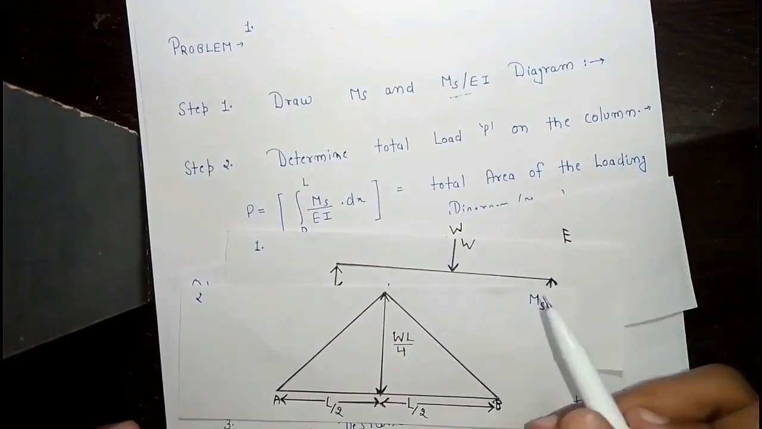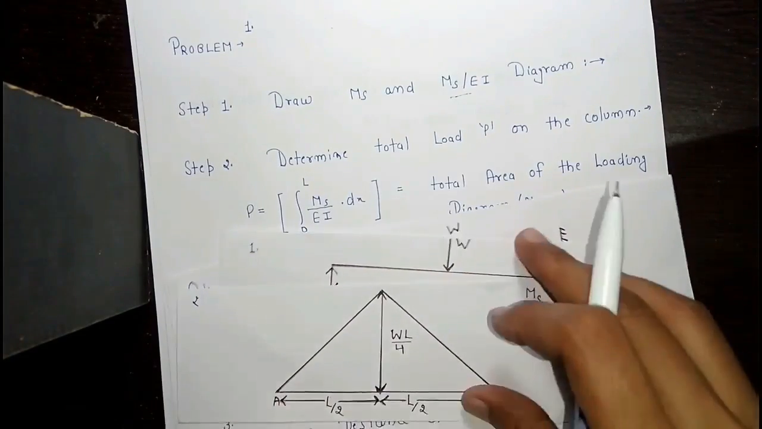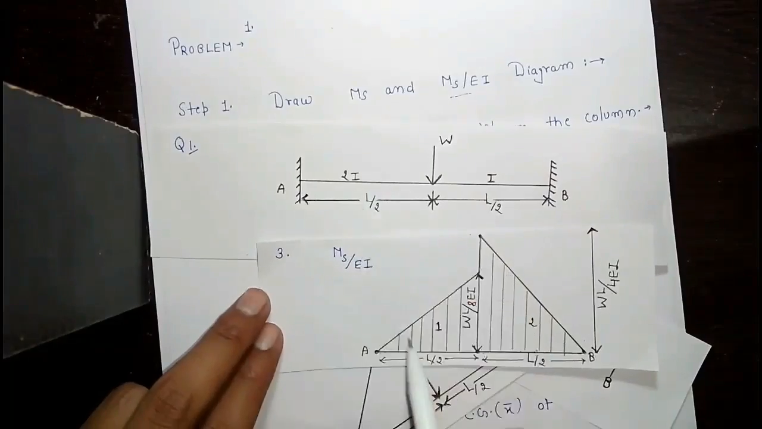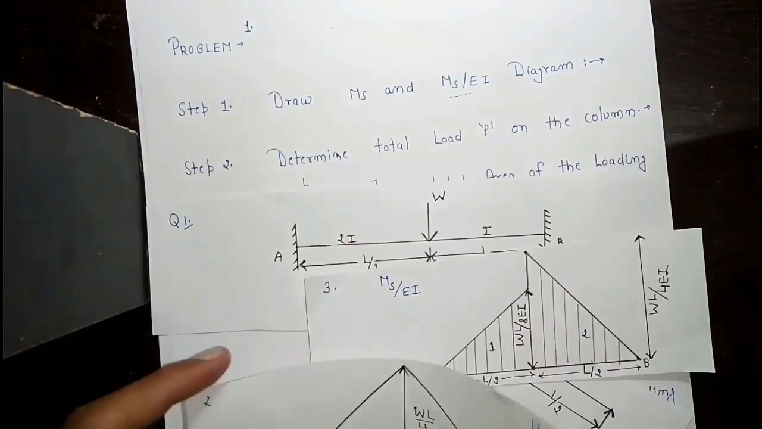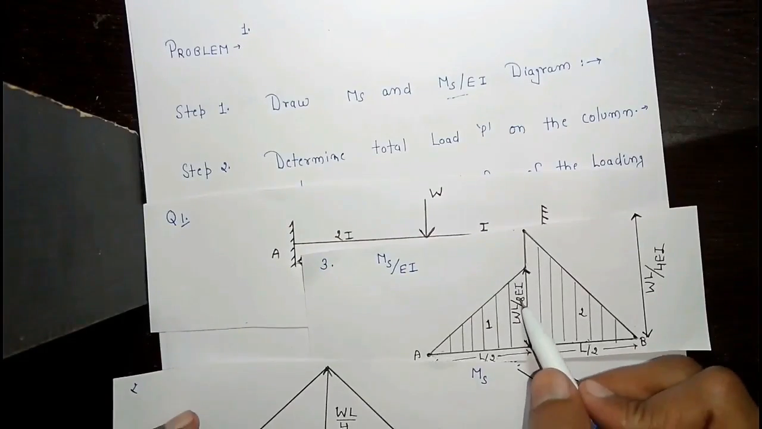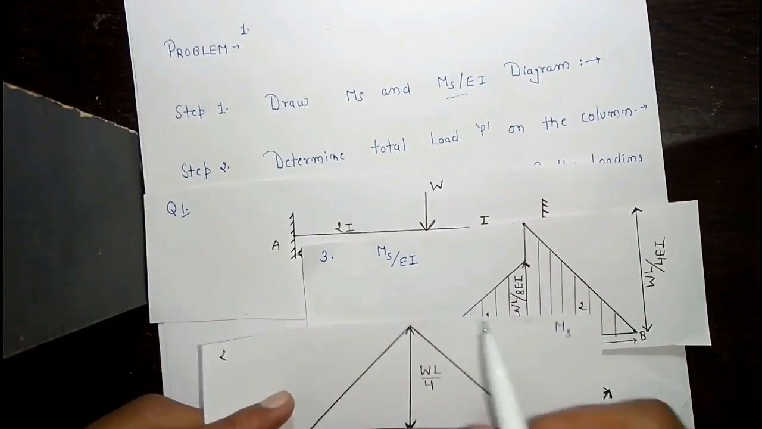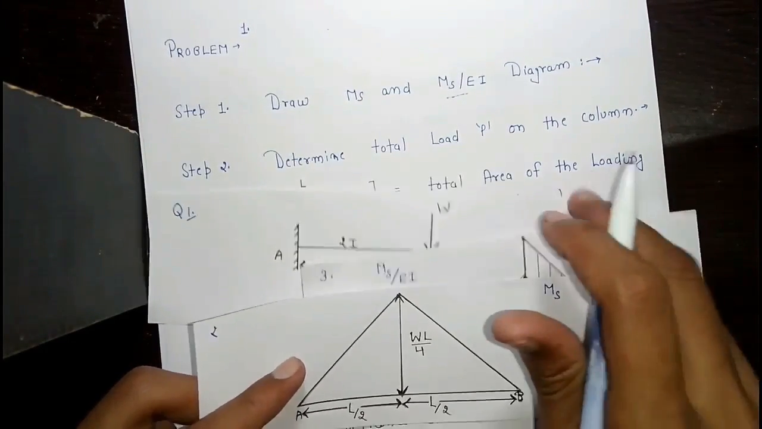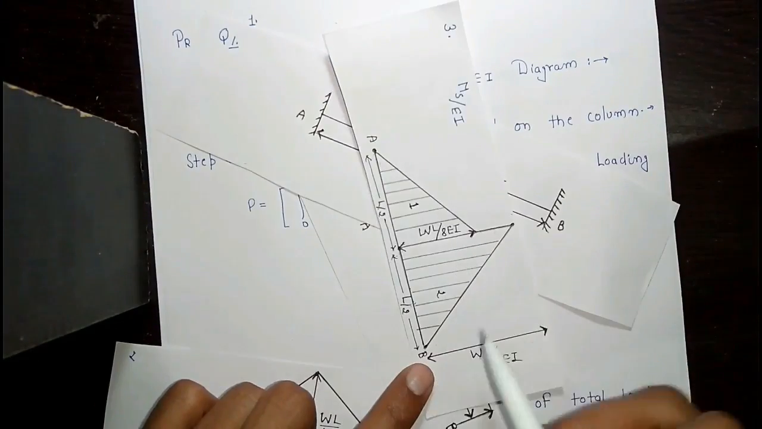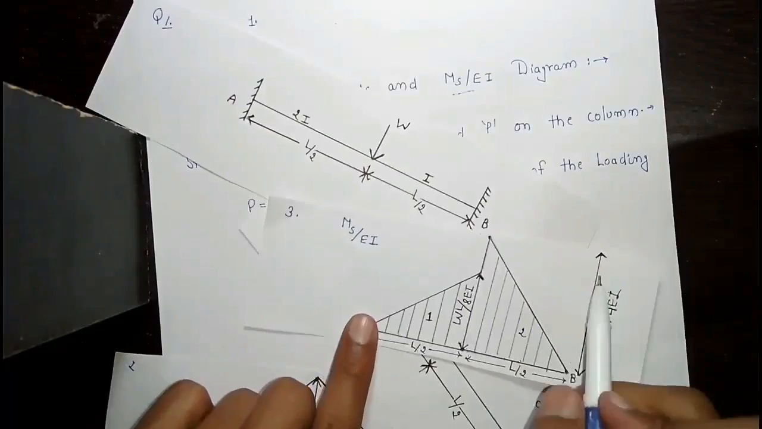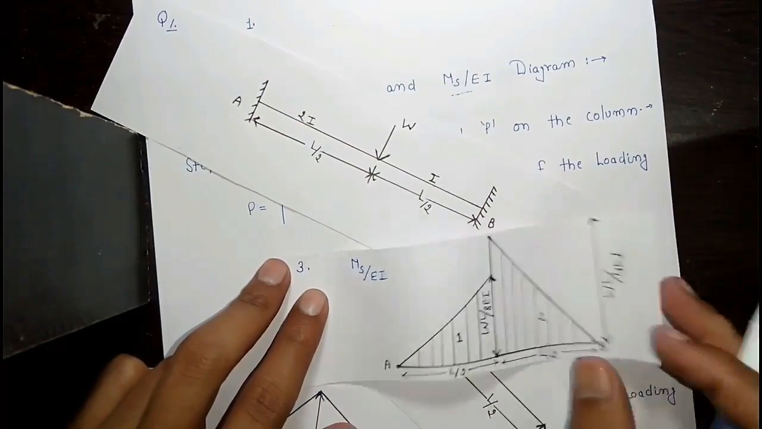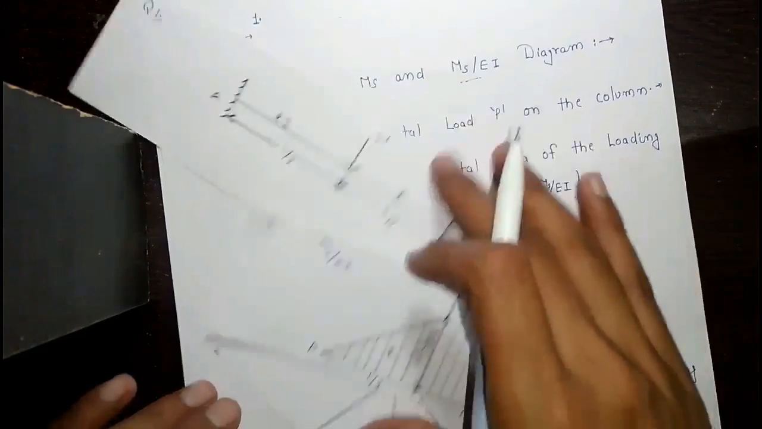To draw the loading diagram, or Ms divided by EI diagram, we just divide by EI for the different portions. For the half portion it is 2EI, so dividing WL by 4 by 2EI, it will be WL by 8EI. And for the other half portion it will be WL by 4EI. WL by 8EI is half of WL by 4EI because of the different moment of inertia for different parts.